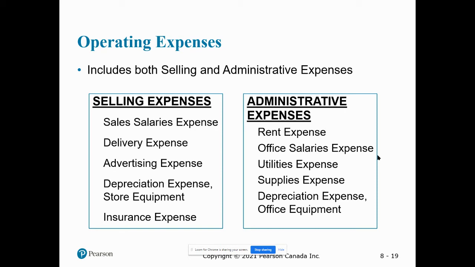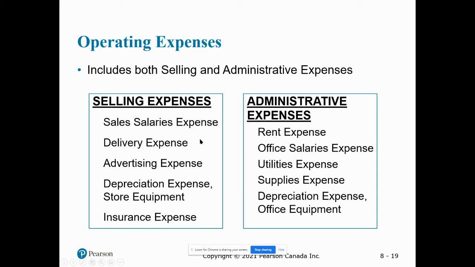After the gross profit, we have the operating expenses, and they can sometimes be broken down into two spots. There can be the selling expenses. So these are expenses directly related to selling items. And then there's the administrative expenses. These are the expenses that are incurred whether you sell something or not.